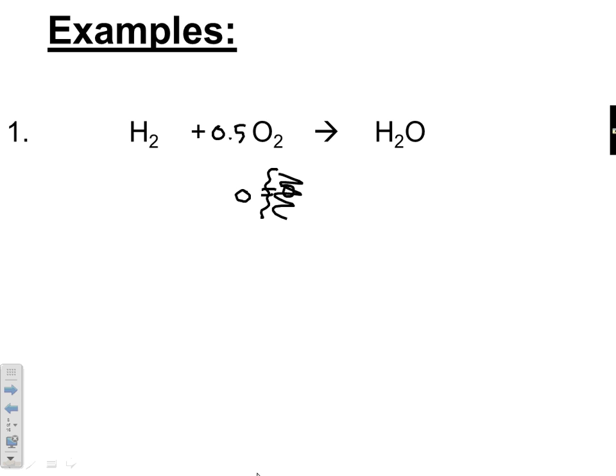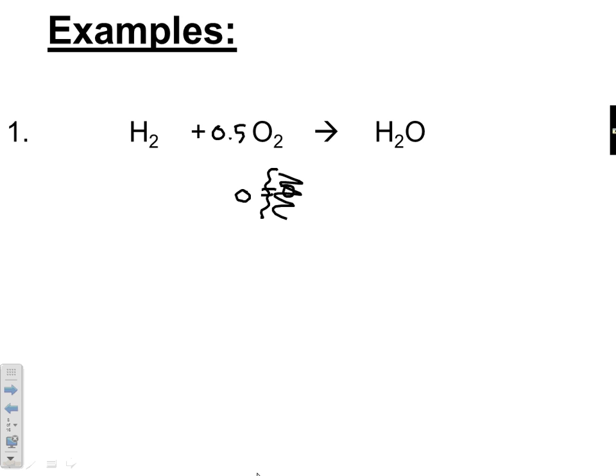because 0.5 times 2 is 1. And how many do I have here? 1. Now you don't have to do it that way, but it means you don't have to go back and fiddle with the H's. You don't have to do it that way, but that's just this tactic that I've learned.